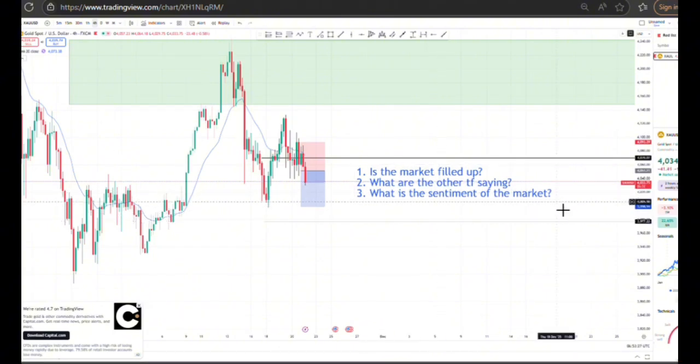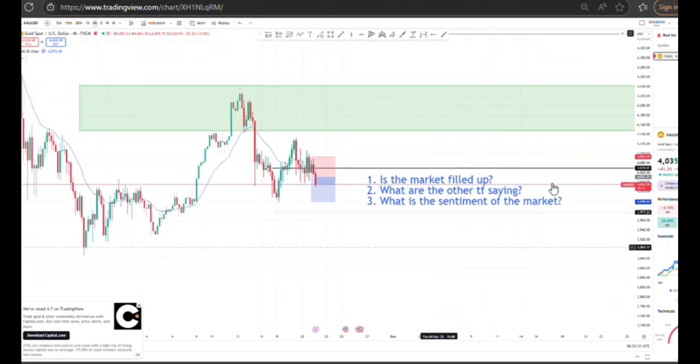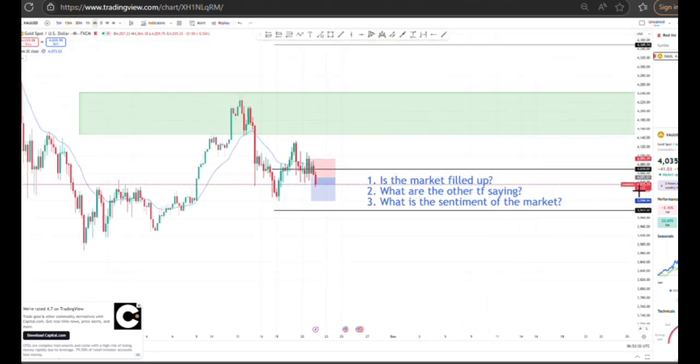What is the sentiment of the market now? When I'm talking of sentiments, I'm talking of what people are feeling, what the emotions in the market are, what people are thinking, the way I'm thinking, what another person like me somewhere around the world is thinking.